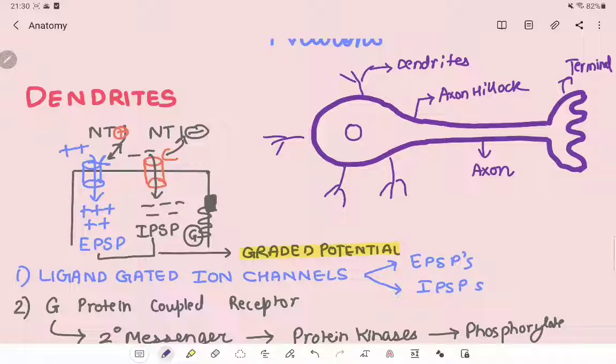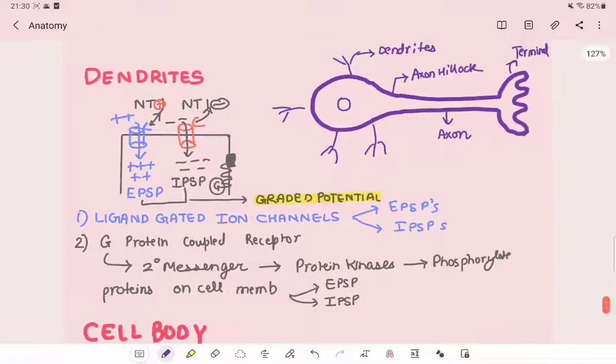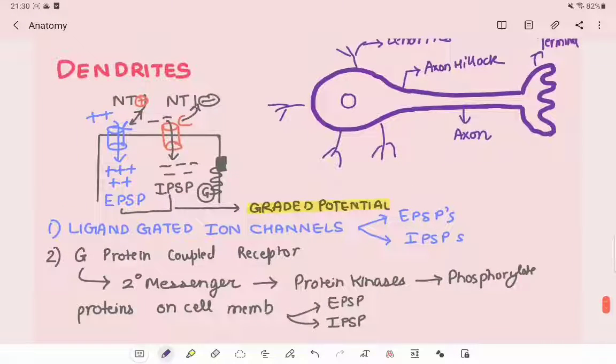So first, let us see dendrites. The dendrites are the specialized structures which are responsible for gathering the information as well as for passing on the sensory information. They have different types of ligand-gated ion channels. As we can see here, these are the ligand-gated ion channels which are present on the dendrites. They also have some G protein coupled receptors, which we have seen in general physiology, membrane functioning.